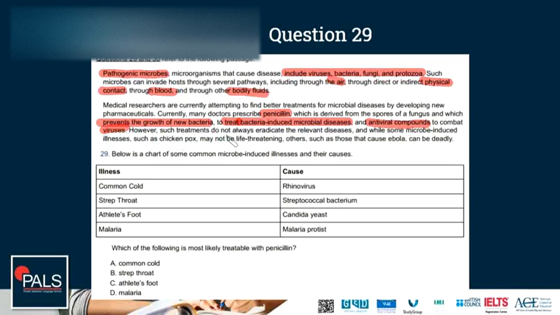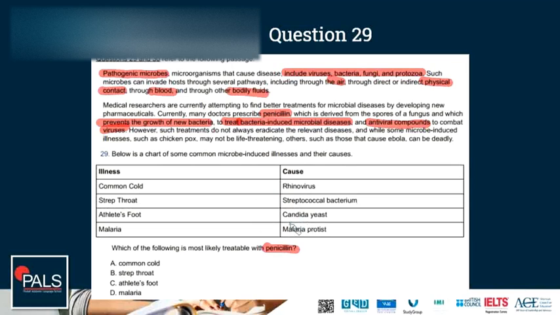However, such treatments do not always eradicate the relevant disease, and while some microbe-induced illnesses, such as the chickenpox, may not be life-threatening, others, such as those that cause Ebola, can be deadly. Below is a chart of some common microbe-induced illnesses and their causes. Common cold, caused by the rhinovirus, strep throat by streptococcal bacterium, athlete's foot by candida yeast, and malaria by the malaria protist. Which of the following is most likely treatable with penicillin?